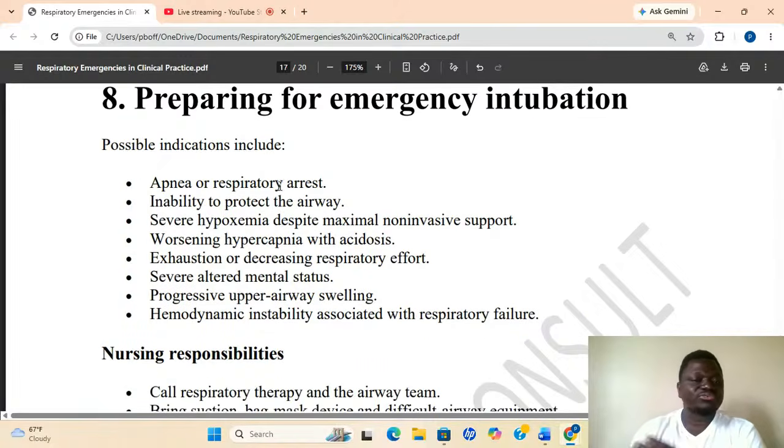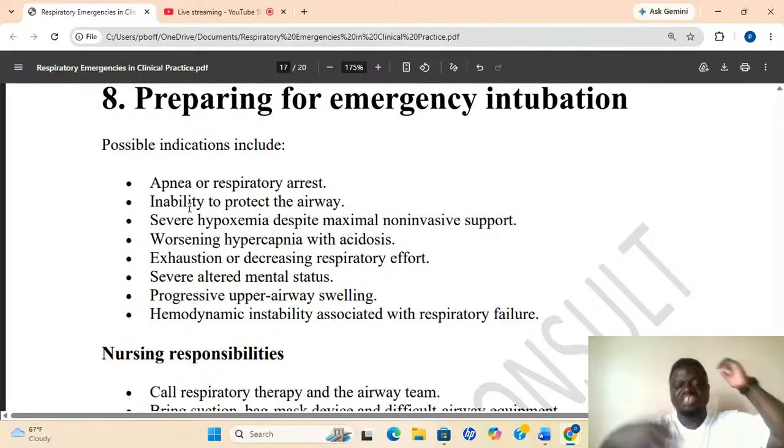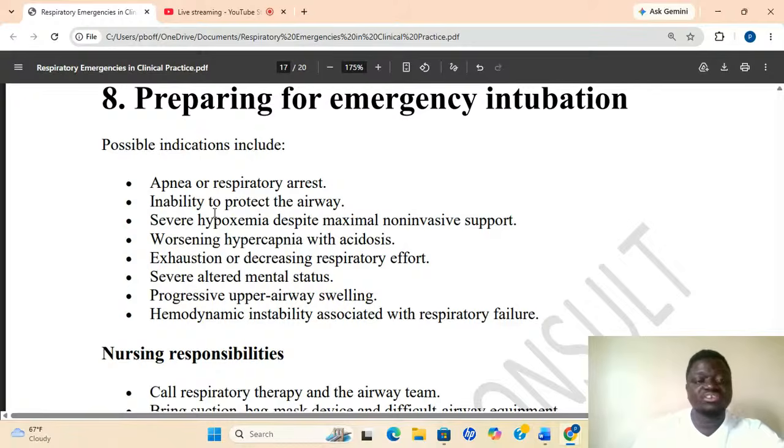Patient with apnea or respiratory arrest, inability to protect the airway, a lot of secretions. The patient is having a lot of secretions. You suction, but it's still coming. This patient cannot maintain the airway. So let us now put a tube down. We have some ET tubes that have a suction port connected to them, so you suction the airway and you can do another job. There are so many things to do within the 12 hours.